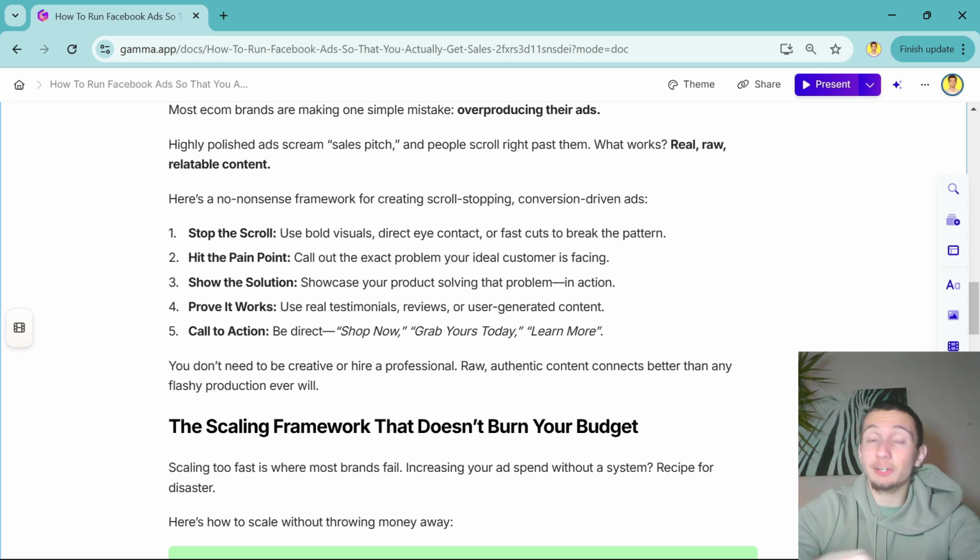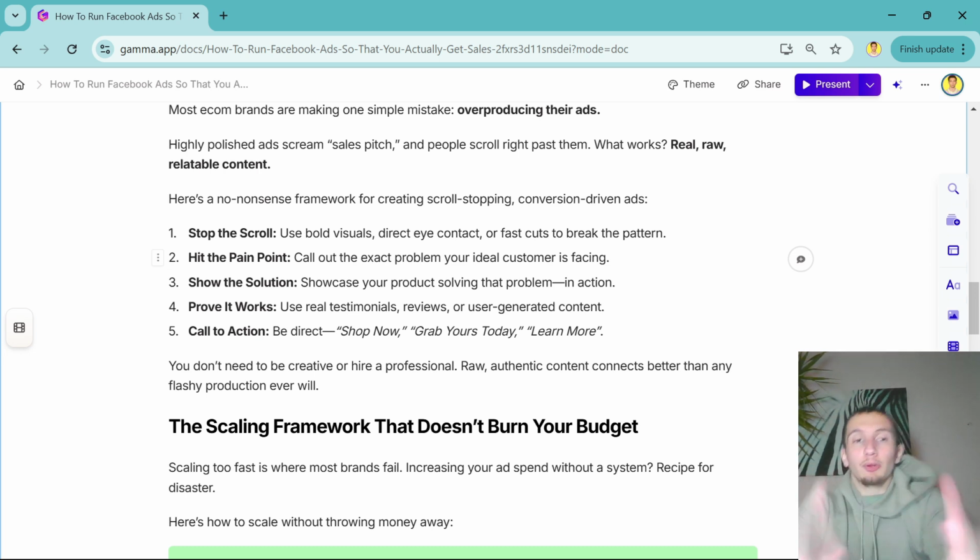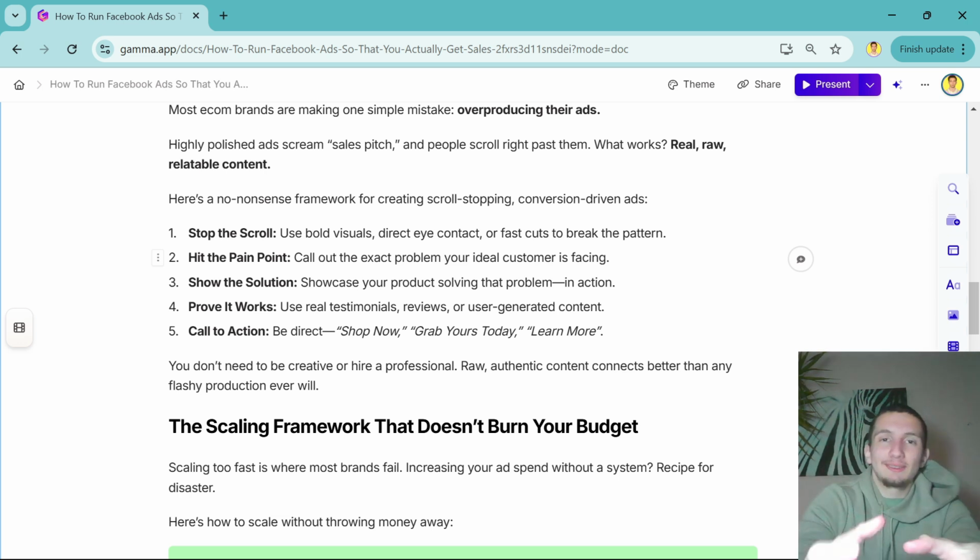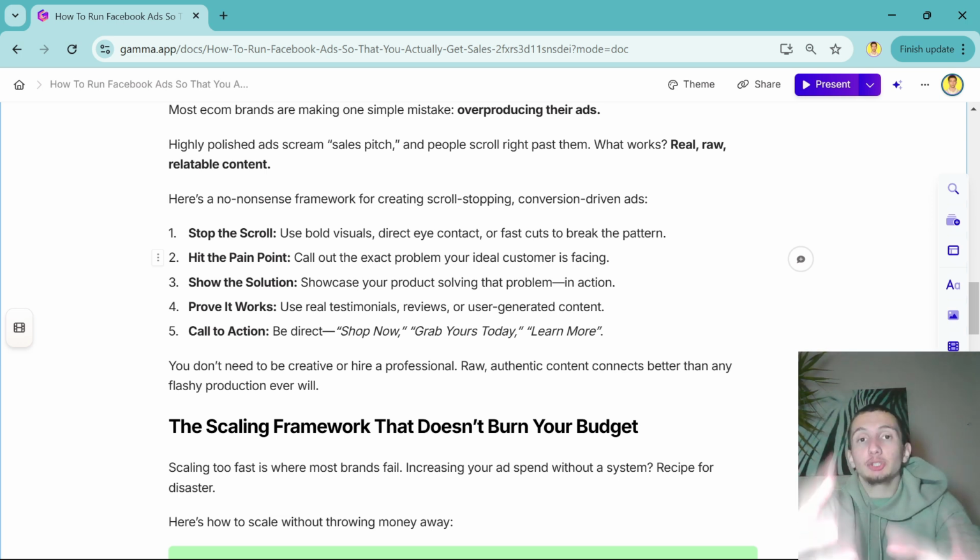A no-nonsense framework for creating scroll-stopping, conversion-driven ads is the following. You need to stop the scroll, so use bold visuals, direct eye contact, or fast cuts to break the pattern. Secondly, hit the pain point. Call out the exact problem your ideal customer is facing. Show the solution. Showcase your product. So that's solving the problem in action. Because every single product solves a problem or fulfills on a need or a desire. You need to show that in action.